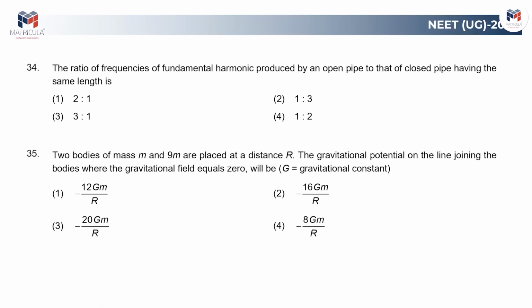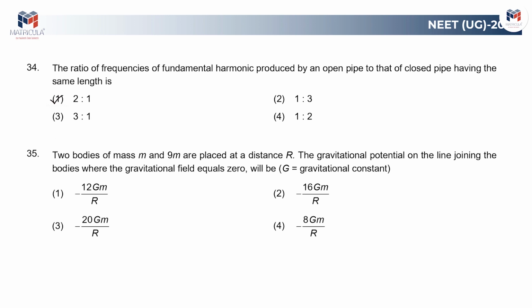Question number 34. The ratio of frequencies of fundamental harmonic produced by an open pipe to that of closed pipe having the same length is, the answer is option number 1, 2:1.